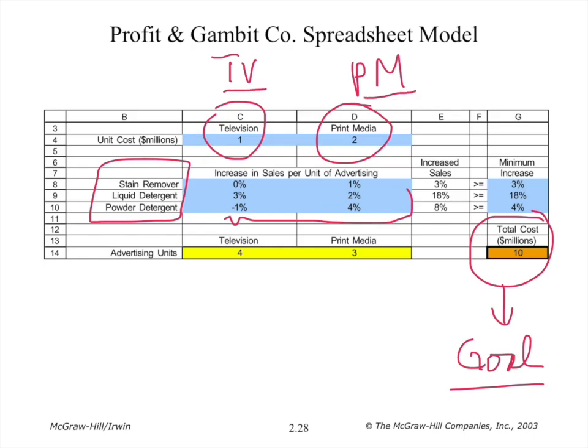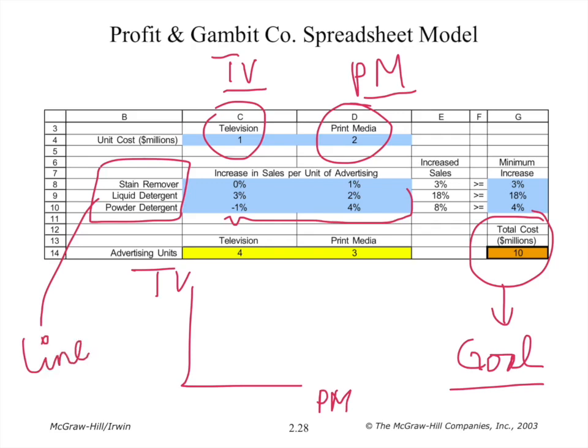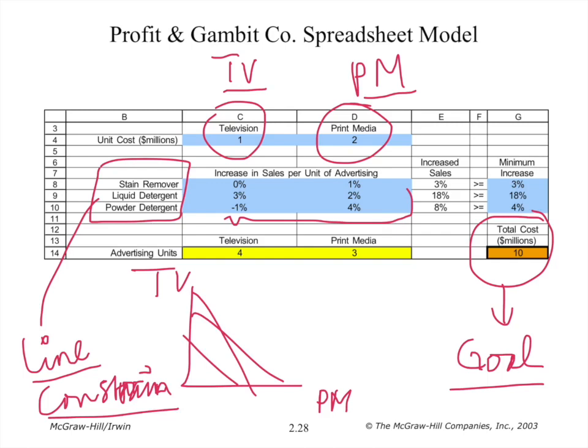Those are the variables in the graph. You have the graph here, with print media and television on the axes. And this is the line of the constraint, the line of the constraint here and here.